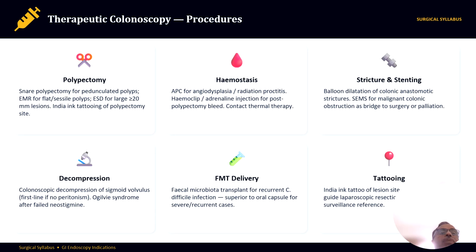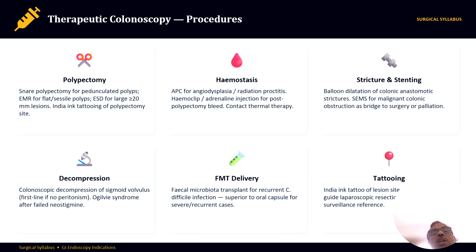Number one is polypectomy: snare polypectomy for any pedunculated polyps, endoscopic mucosal resection for flat or sessile polyps, and endoscopic submucosal dissection for large lesions of more than 20 millimeters. Number two, a therapeutic colonoscopy indication is to secure hemostasis, especially in angiodysplastic lesions or radiation proctitis.